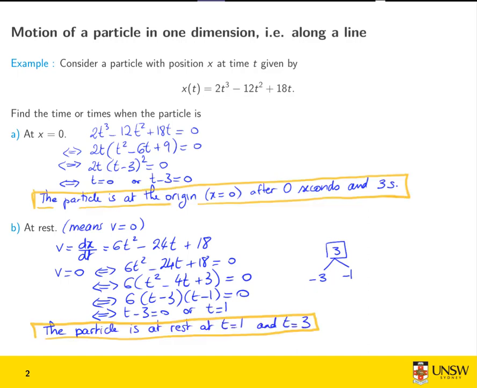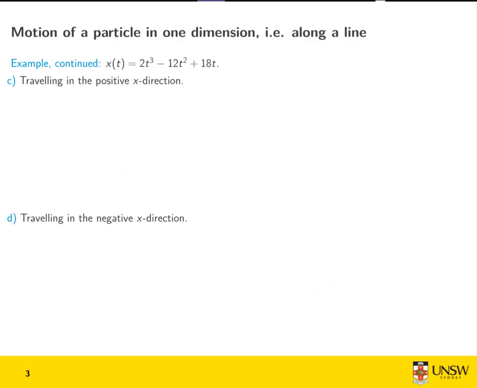These are the answers to our first two questions. Question C: we want to know when the particle is traveling in the positive x direction. So this is your axis. Your particle would be moving this way, and if it is moving this way, x is increasing. If x is increasing, its derivative will be positive. So traveling in the positive x direction means that v will be positive.